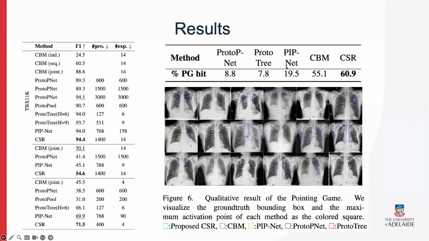We can see that ProtoPNet, ProtoTree, or PIPNet are part prototype methods. And as I mentioned earlier, they are post hoc methods, where the prototypes are not grounded to a human concept. So their score is really low, while concept-based models like CBM or CSR have a very high pointing game score.